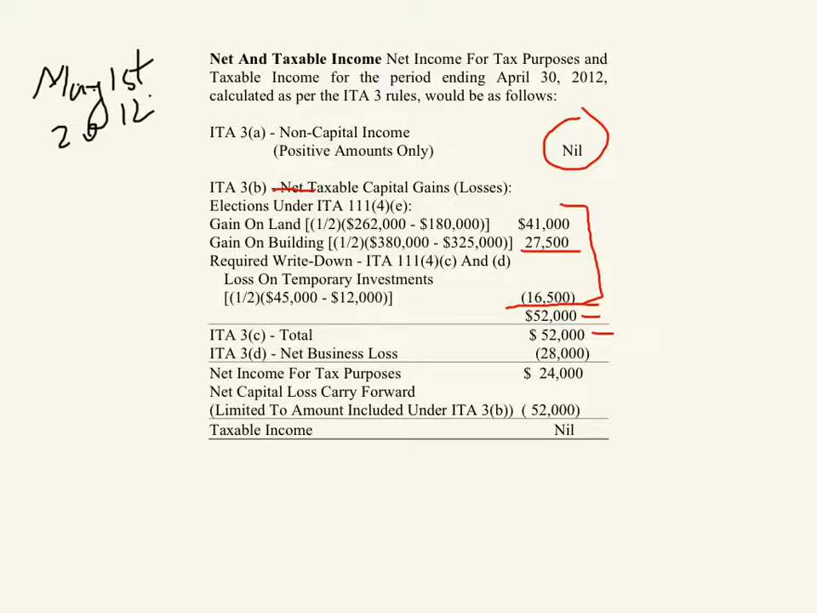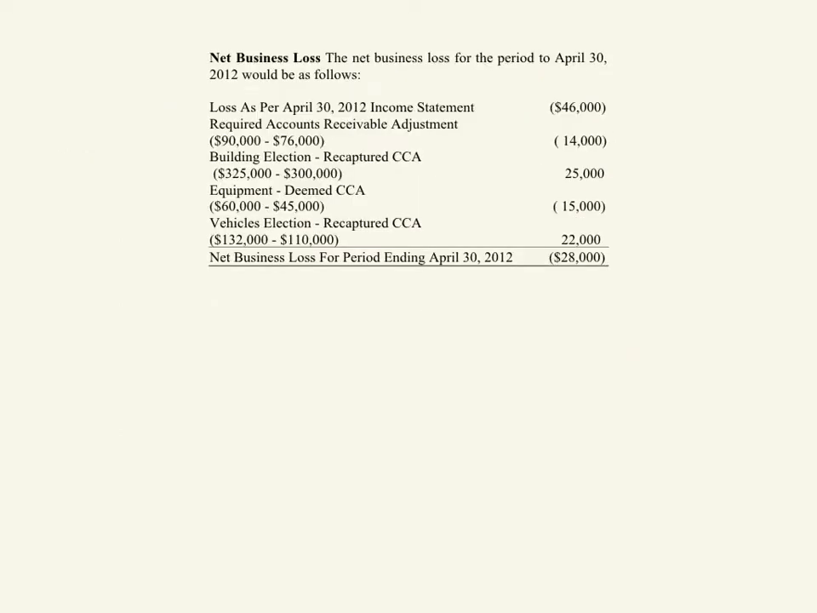If we move on to D, we need to find out the net business loss. Now, if you look at this number, it is slightly different from the number that we started with in the question. The question says business loss for the period from January 1st to April 30th, 2012 is 46,000. Let me go aside and go through this calculation with you. I'm going to start with 46,000, which is the business loss provided in the question.